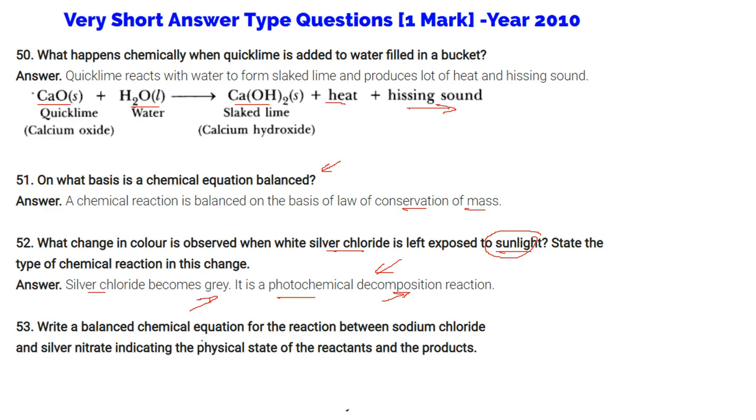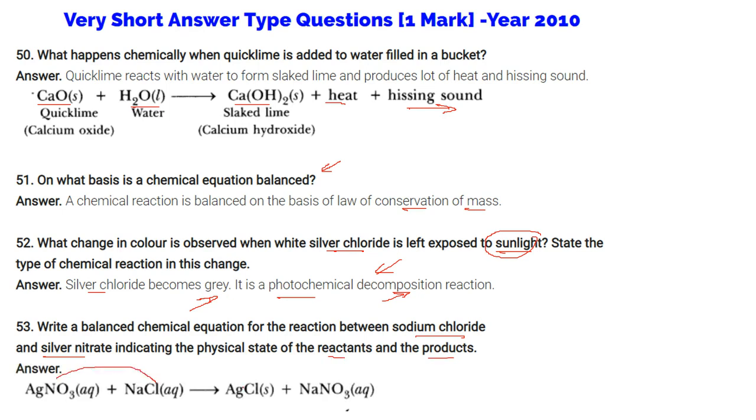Write a balanced chemical equation for the reaction between sodium chloride and silver nitrate, indicating the physical states of the reactants and the products. So AgNO3 combines with NaCl to form AgCl and NaNO3. Here Ag is replacing Na, and Na is replacing Ag. It is a double displacement reaction, along with precipitation occurring.